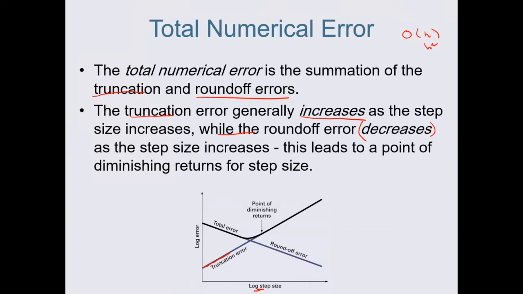Because if you have numbers close together, let's say if you have 0.3 and then you take 0.30001, then the difference between them might be rounded off to 0. So you'll have a round off error. But if you have 0.3 and 0.6, let's say, then the difference is going to be 0.3. You don't expect to have round off error in that case. So usually the round off error decreases when the step size increases.